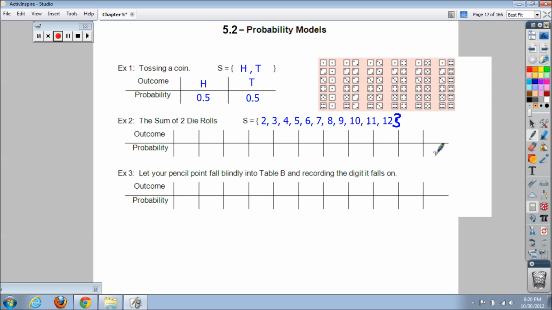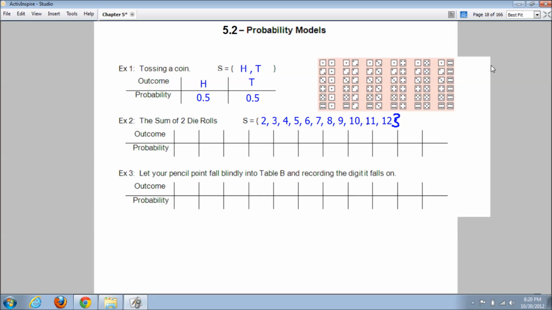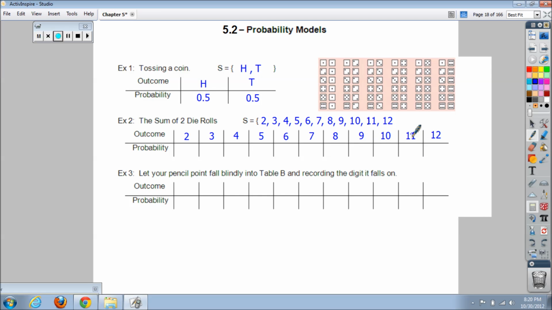So now when I go to make my probability model, I'm going to put all of my sample space into those little pieces in there. So there's 2 through 12. Now, is it always true that each of these outcomes has the same probability of occurring, like it did for heads and tails? Not necessarily. We just talked about there are 36 total possibilities here. And how many times does a sum of 2 happen? Right there, 1 time. So the probability of rolling a sum of 2 is 1 out of 36, because there's the 1 time that it happens.